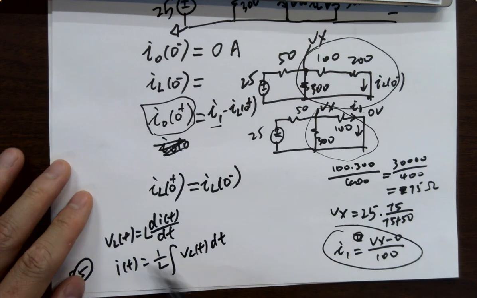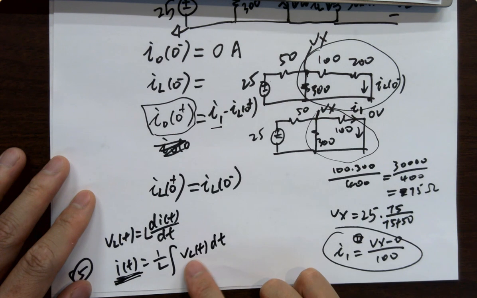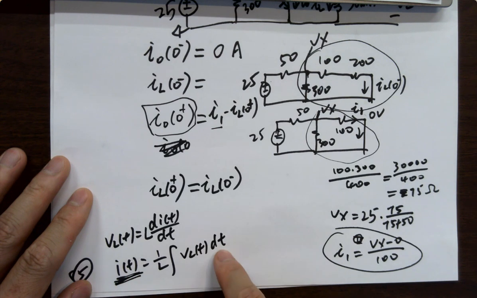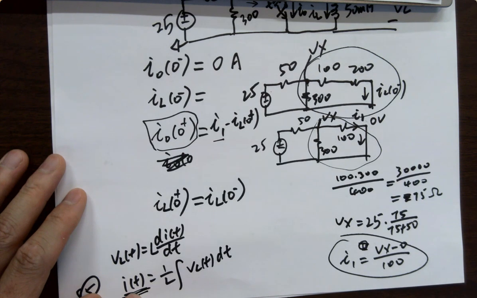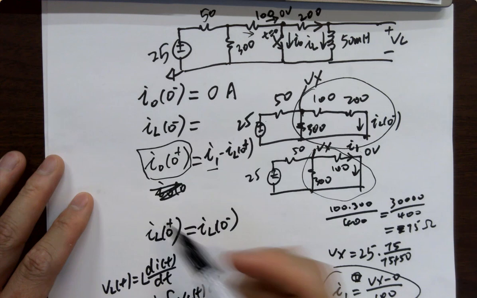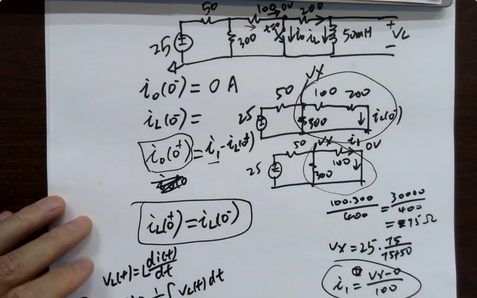So why is the current not changing instantaneously? Because you would need an infinite voltage to make it happen. It just has to integrate gradually. So it's not changing instantaneously. It takes time. So the current of the inductor cannot change instantaneously. Keep that in mind. So this is always valid.